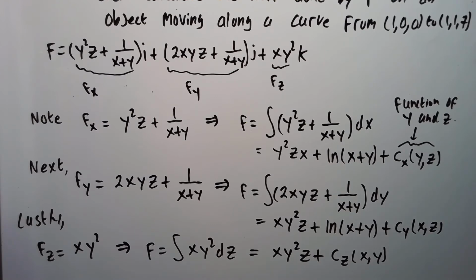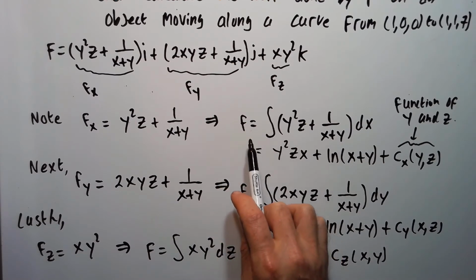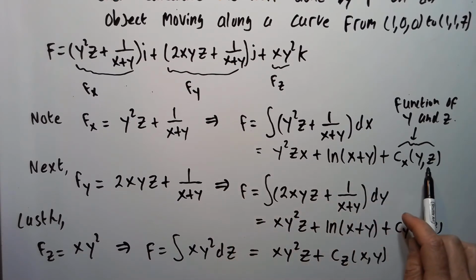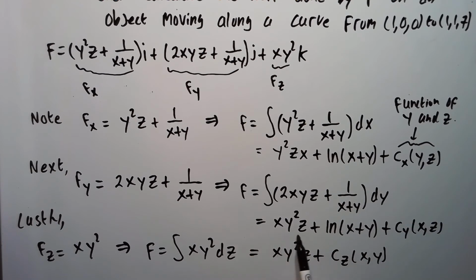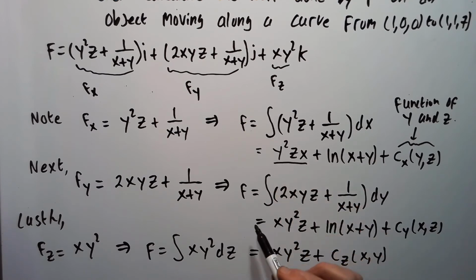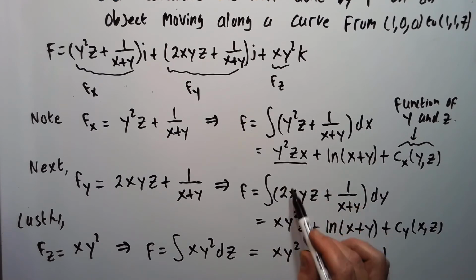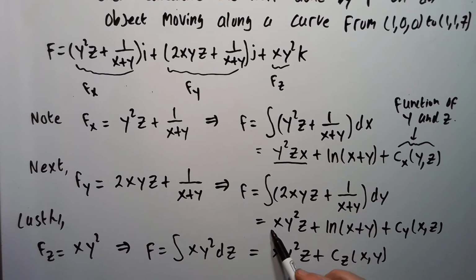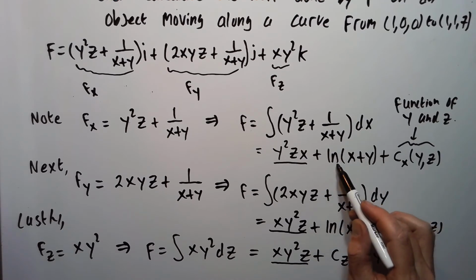Okay, so now let's look at what we have here. So now we have f three different ways. We have f equal to this up to a constant. We have f equal to this up to a constant. We have f equal to this up to a constant. So notice they all share the x, y squared z, because you can write this x, y squared z there. So that has it, and that has it. Okay, now the first two have the ln's.